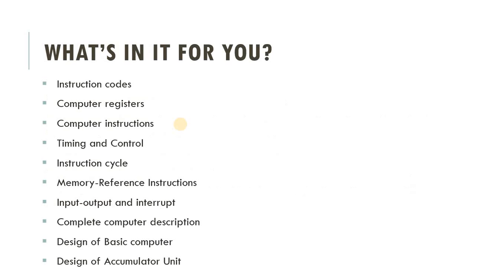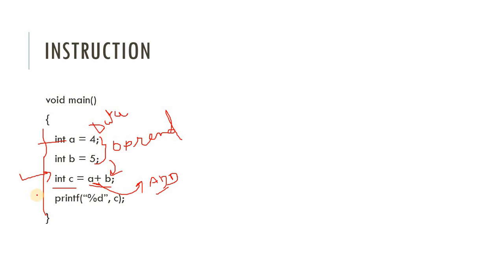In this example, I want to perform the addition operation on these two variables. Here we are writing the code in human language. When we execute this program, it is converted into instructions, then into binary numbers, and then this instruction is given to the CPU.